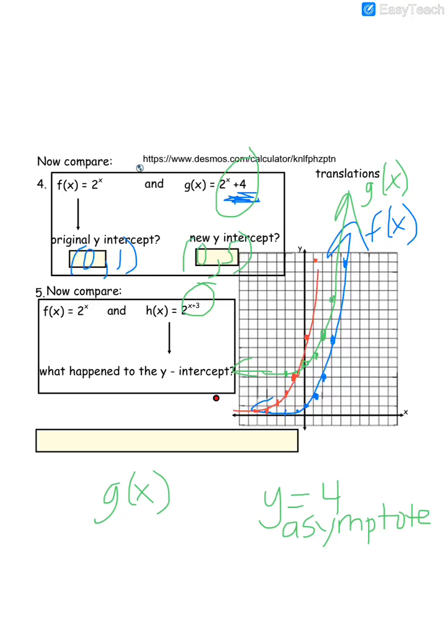And again, it's coming really close to y equals 0, or the x-axis. That's the asymptote. And then h of x crosses the y-intercept. So what happened to the y? The y-intercept is now 0, 8.